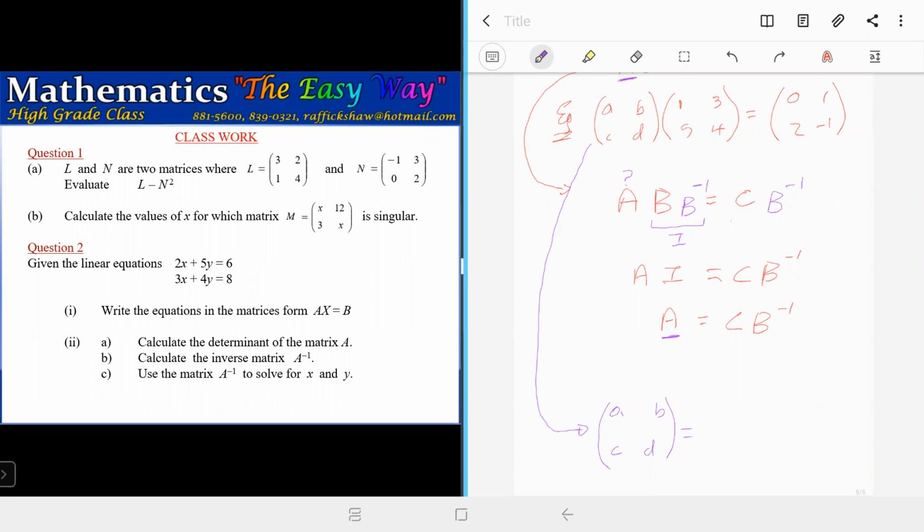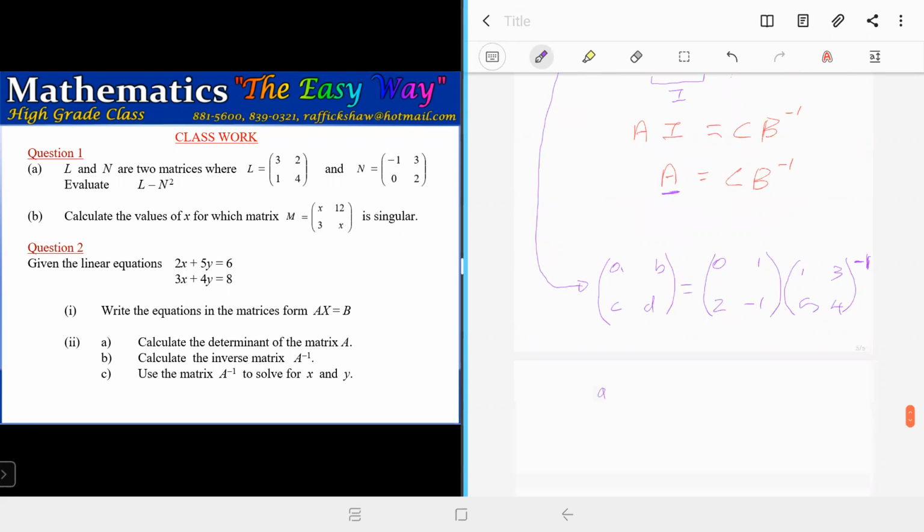So that it will become equal to 0, 1, 2, minus 1. That's this side times the inverse of this, which would have to go all the way over there. So you multiply that by the inverse of 1, 3, 5, 4 to the minus 1. That's what you have to do. And then you will get A, B, C, D equals 0, 1, 2, minus 1.